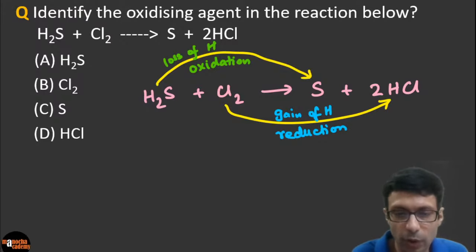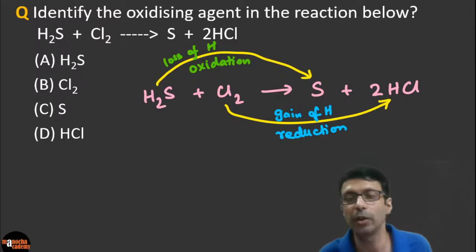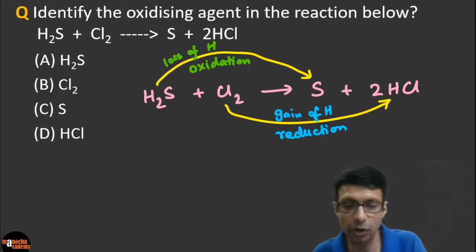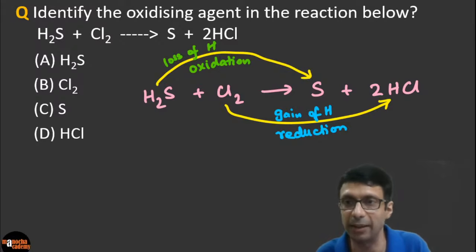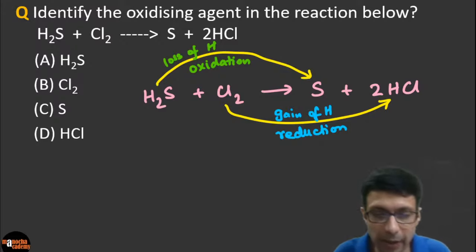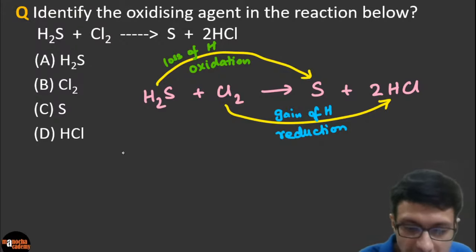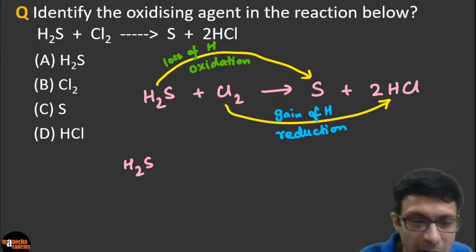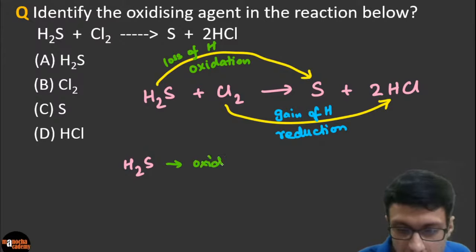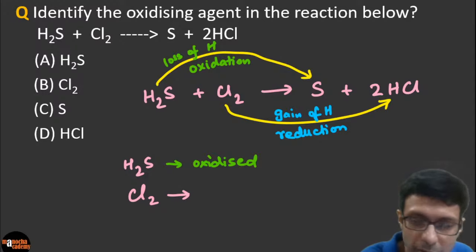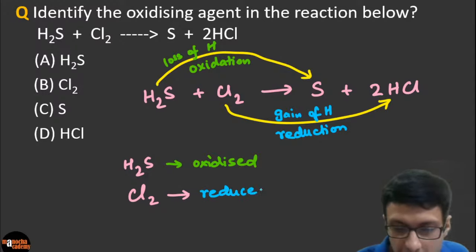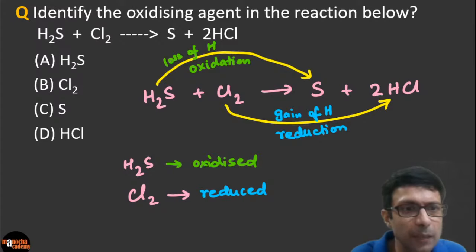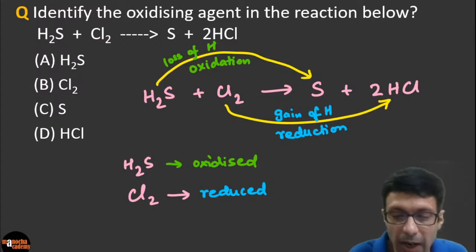Be clear here. Then I'm coming to some of you asking what is oxidizing agent. I'm coming to that. First, please understand that hydrogen sulfide to sulfur is oxidation because hydrogen has been lost. Chlorine to hydrogen chloride, chlorine is getting reduced because hydrogen has been added. Gain of hydrogen. Clear? So therefore, if we analyze, we can write hydrogen sulfide is getting oxidized and chlorine is getting reduced. All of you agree with me, right? Anybody having a doubt? This is pretty clear. Very good.